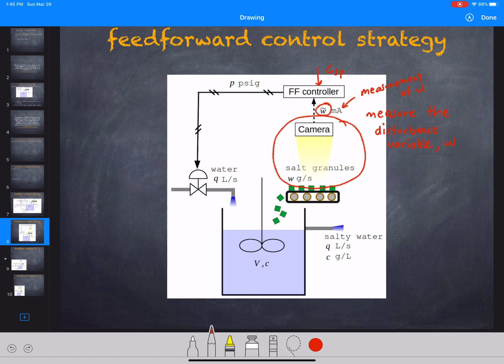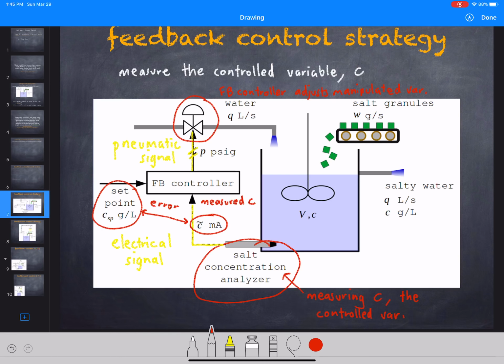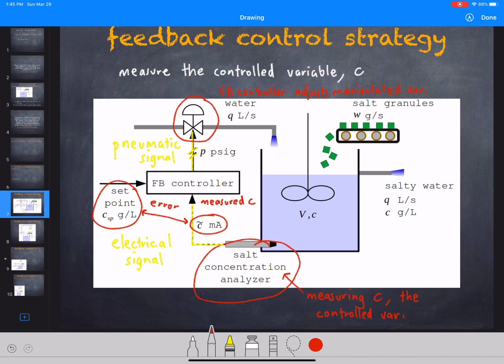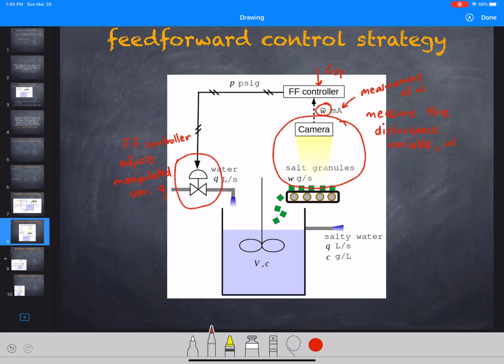So again, right here is where, I want to use the same words as before, the feed-forward controller is adjusting the manipulated variable. So it still adjusts the manipulated variable, which is Q. So we're measuring the disturbance variable and taking action on the manipulated variable.